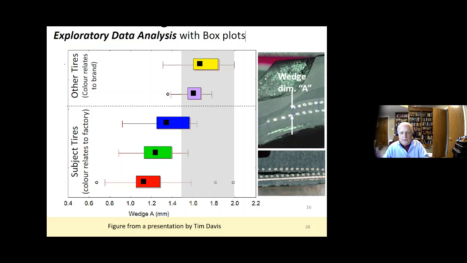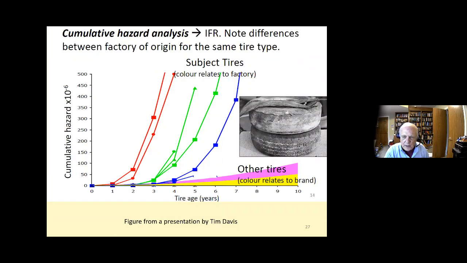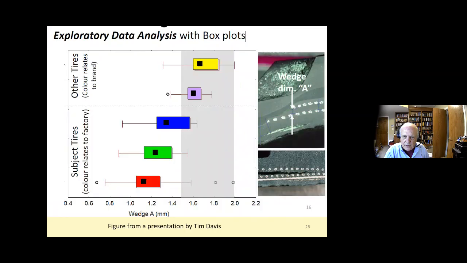And then when they looked at other tires, the wedge size was much larger. So these are not Firestone tires, or at least not Firestone tires from these three factories. It's not clear where those other tires came from, but they were not susceptible to failure. Again, going back and looking at the far right here and seeing the other tires.